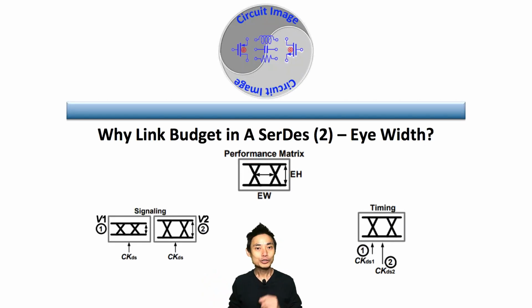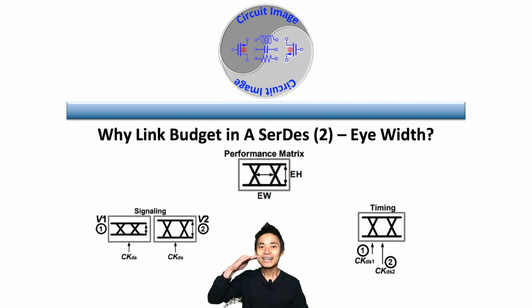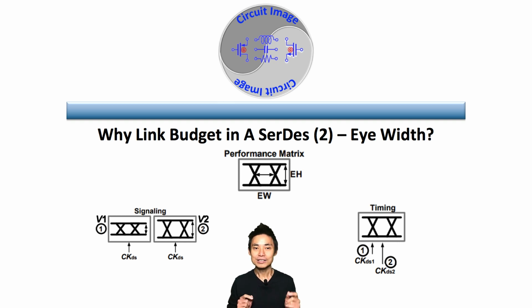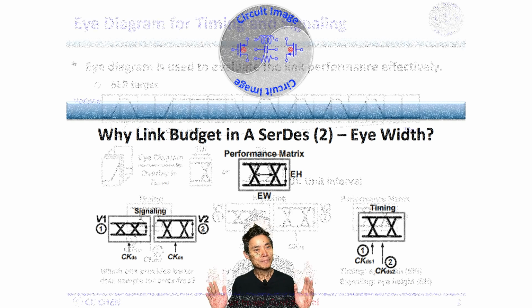Last time, we showed why we need a link budget for the analysis of the eye height. In this video, I will continue to show why we need a link budget in a SerDes system, but focus on the eye width this time.